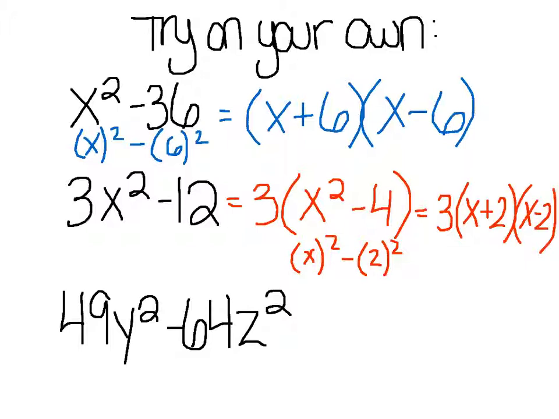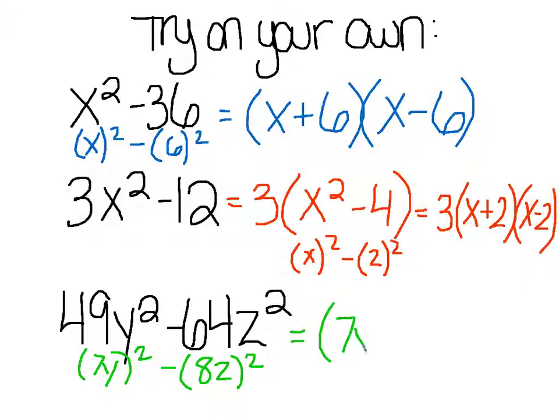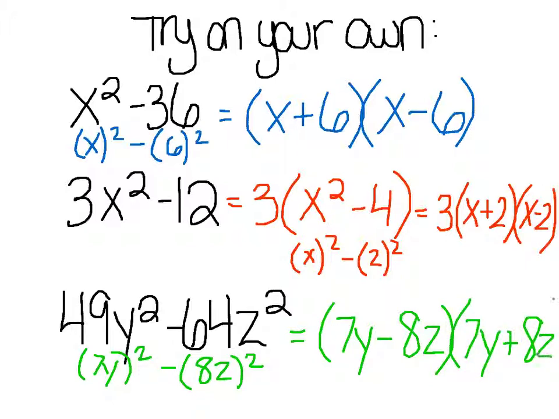Congratulations if you got that one correct. Finally, we have 49y squared minus 64z squared. Hopefully you saw 7y was being squared and 8z was being squared. Therefore, 7y minus 8z times 7y plus 8z is our final answer. If you got all 3 of these correct, I think you understand how to factor difference of squares.